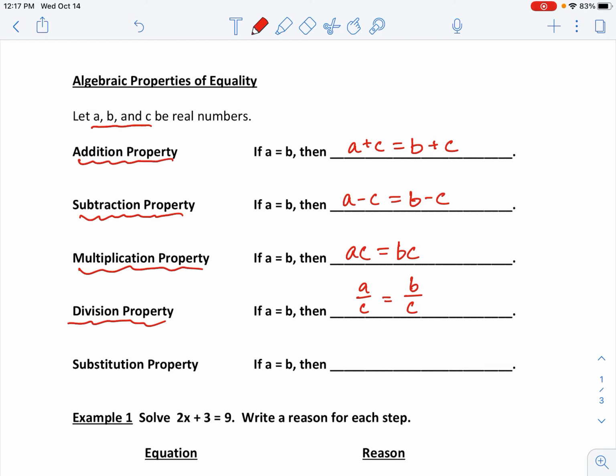Our last one, substitution. This one is a little bit different. If A equals B, then B can be substituted in for A. And we do that whenever we find something that x is equal to, we find its missing value, and then we plug it back in maybe to find a segment length or an angle length, a lot of things we did in Unit 1.